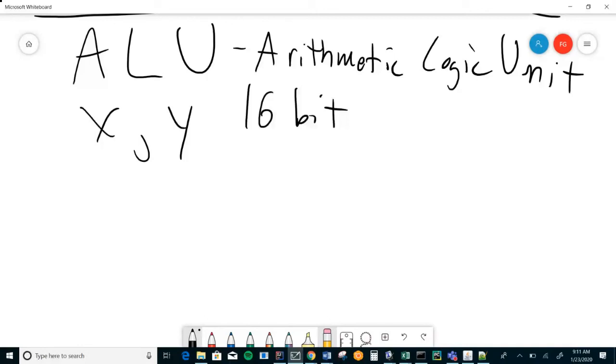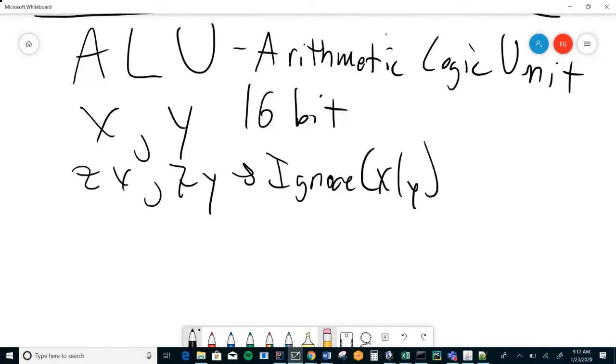So, what other inputs does it have? It has ZX and ZY. Now, what do these mean? These mean ignore X or Y and use 0 instead. So if I have the ZX bit at a 1, it means we're going to ignore whatever is coming in on the X bus and fill it in with 16 zeros. If ZY is set to 1, we're going to ignore whatever is coming in on the Y bus and fill it in with 16 zeros. Okay?